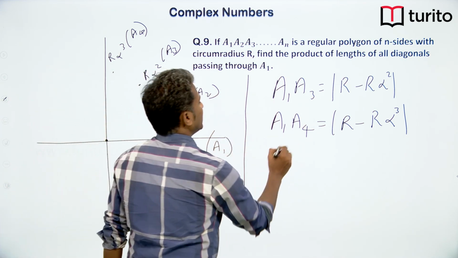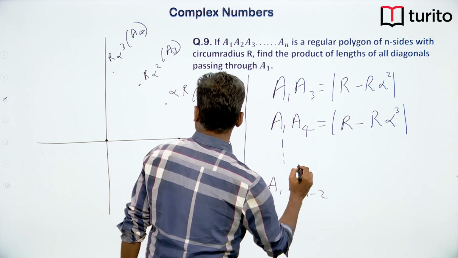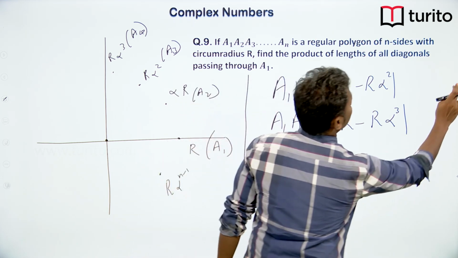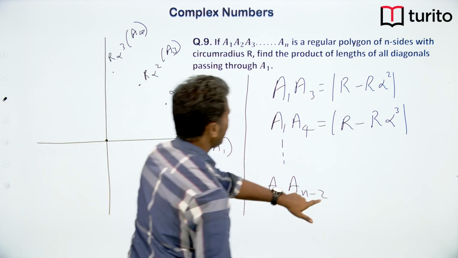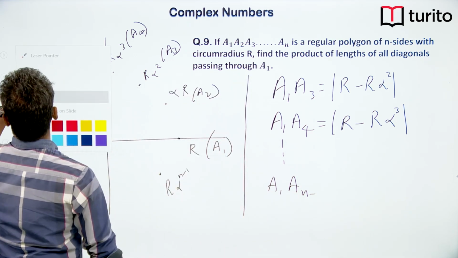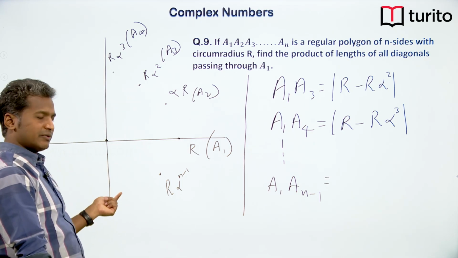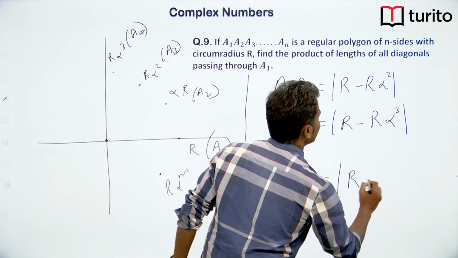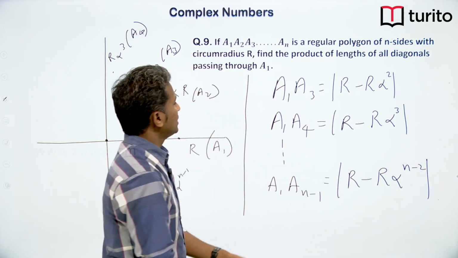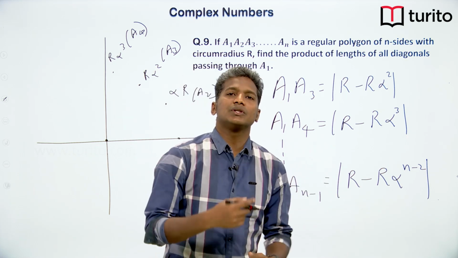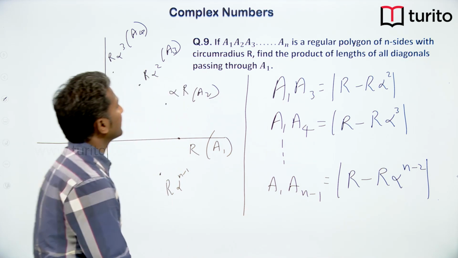Now, further if I continue till A1, An minus 2 or An minus 1, okay, A1, An minus 1, that is the last but one vertex. So, it will be r minus r into alpha power n minus 2. Okay. So, this way we can generate the lengths. Because we want the product of all these lengths, we will just have to multiply them.